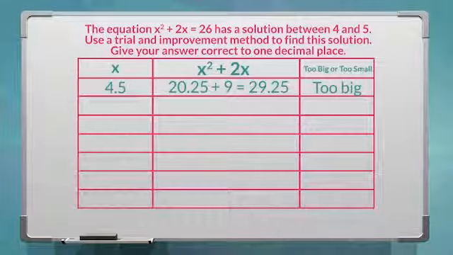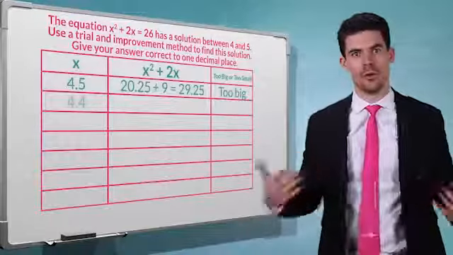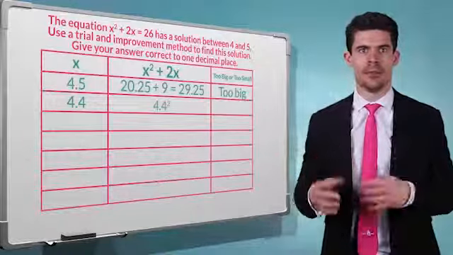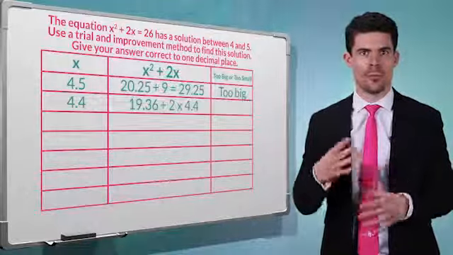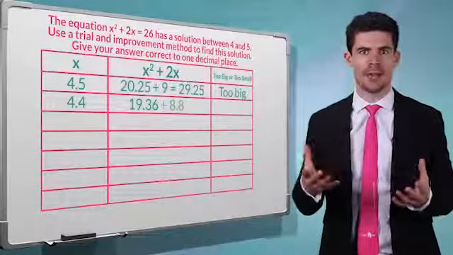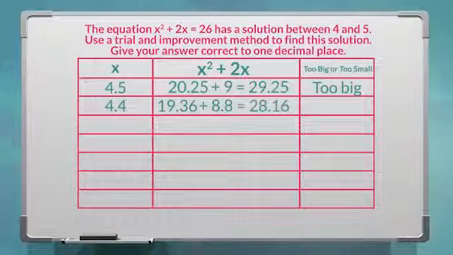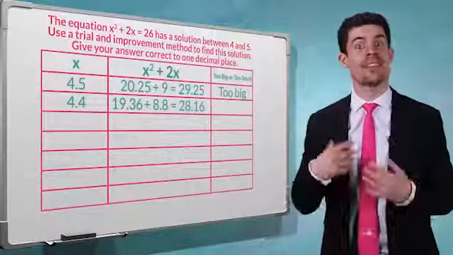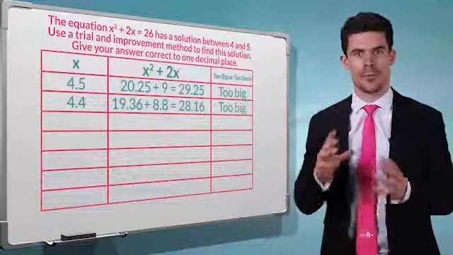So, using 4.5 gives us something too big, so let's try something that is smaller, 4.4. Record this in column 1. Then, we square it to make 19.36. Multiplying the 4.4 by 2 gives 8.8, which we then add to the 19.36. This gives us an answer of 28.16. We are getting closer to the 26 we are trying to reach, but it is still too big. Record this in the third column and try something smaller.